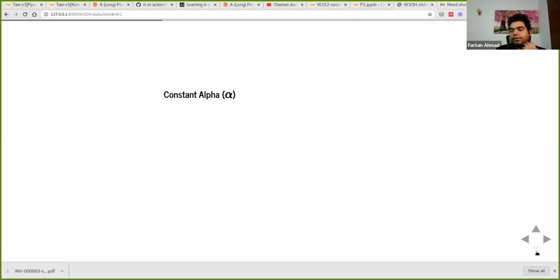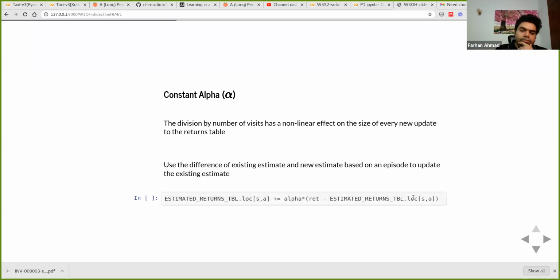There could be optimizations in the code itself, but are there any theoretical improvements that people have already found out about, right? The first thing we implemented was constant alpha, where we did away with the division by the number of visits to a state action pair. The idea was that division was causing every new return to have an even smaller effect on the already accumulated values, because you were dividing by an even larger value every time, right? So the denominator kept growing and growing. So we just did away with that.